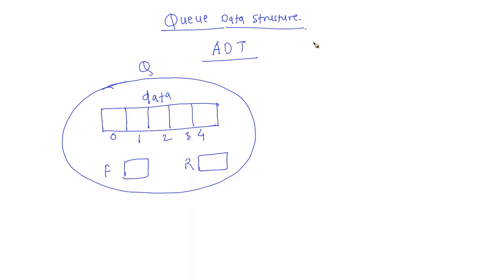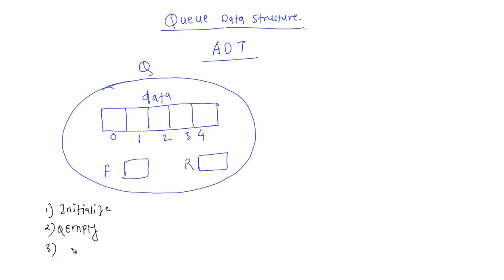Now on this queue we are going to perform various operations. The first operation is the initialize operation. The second operation is we are going to check whether the queue is empty, the queue empty operation.